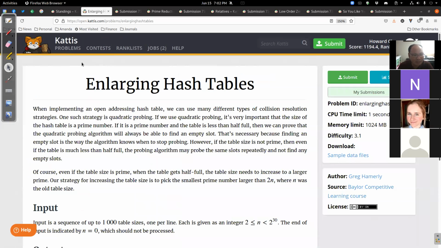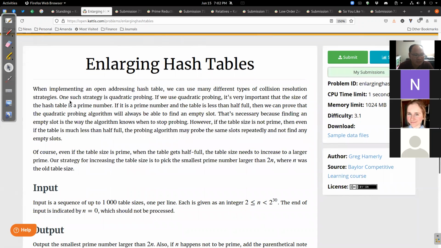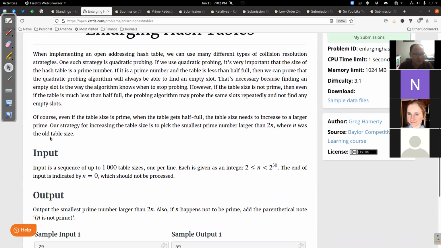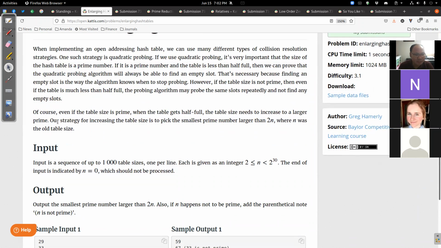Okay, the first one, I think everybody, I guess Jana and Luke did know. I don't know if you look at the problems or not. Anyway, so there's a bit of a story about hash tables. It doesn't really matter what the story is, but the most important thing is what is it that they're asking you?